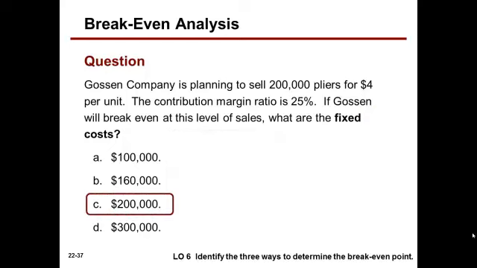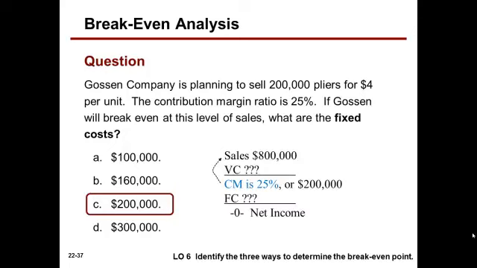The answer is $200,000 of fixed costs. How do I arrive at that? Brought in the formula, sales, $800,000, which is the 200,000 volume times $4 per unit selling price. Variable cost is unknown, but it's given that the contribution margin ratio is 25%. That is, 25% of net sales is our contribution margin in dollars, or $200,000. Fixed costs need to be $200,000 for net income to be 0. The answer, $200,000 in fixed costs in this problem.